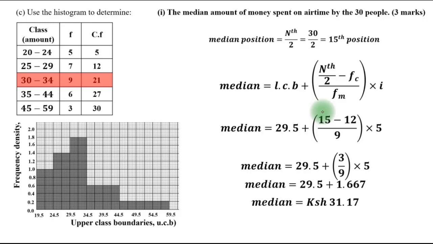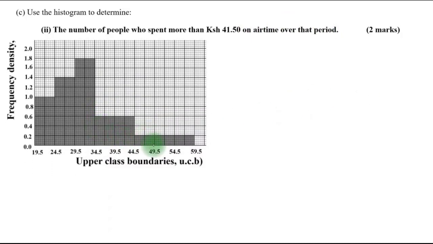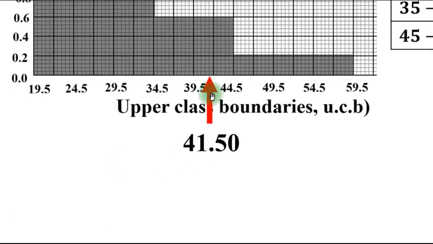We move to part C, Roman 2. You use the histogram to determine the number of people who spend more than 41 shillings and 50 cents on airtime over that period. So this is the histogram that you had plotted. Now, those who had spent 41 shillings 50 cents over a period of time. So in our case here, we can see at this particular point, that's where 41 shillings 50 cents is actually.